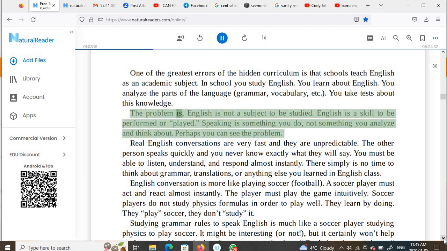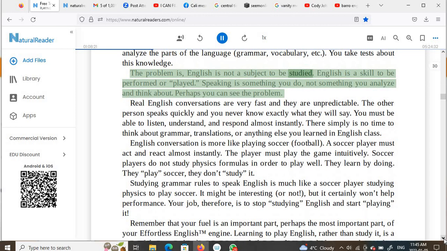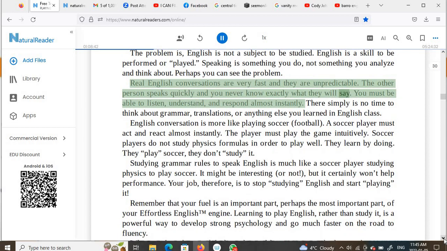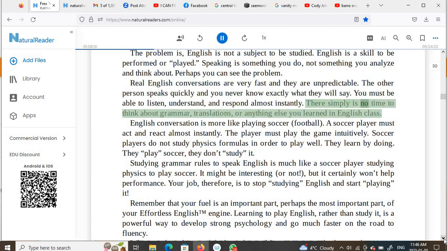The problem is, English is not a subject to be studied. English is a skill to be performed or played. Speaking is something you do, not something you analyze and think about. Perhaps you can see the problem. Real English conversations are very fast and they are unpredictable. The other person speaks quickly and you never know exactly what they will say. You must be able to listen, understand, and respond almost instantly.